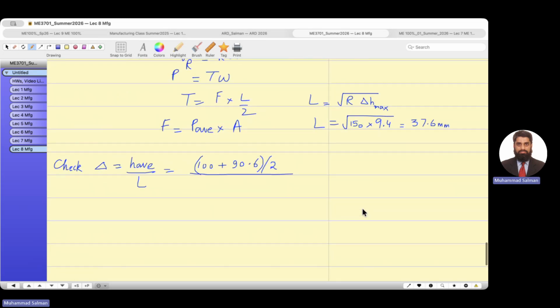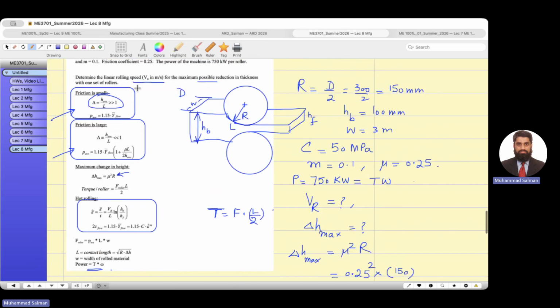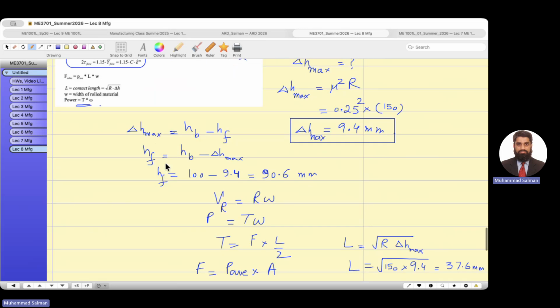Now look, I can write down here 37.6. And after doing this, I get 2.53, which is greater than 1. And you see, if it is greater than 1, like over here, you will use the small roller formula. P average, look, this is even simpler than the large roller. The formula for the large roller is a little more complex than the small roller. So I'm going to find P average, which is 1.15.